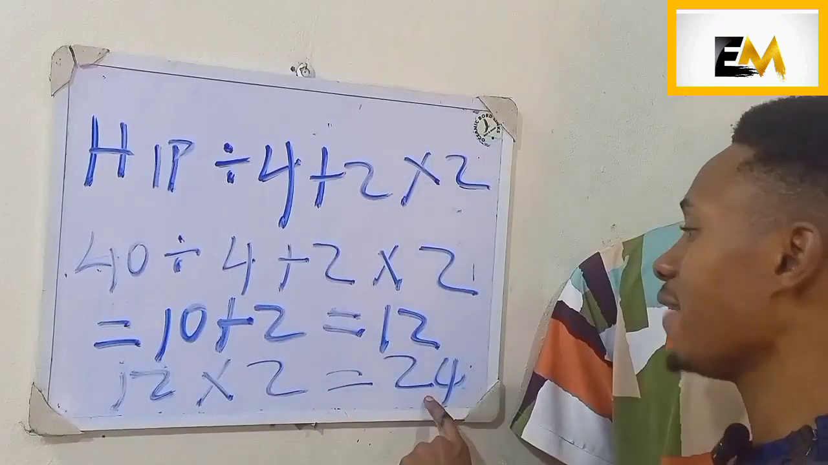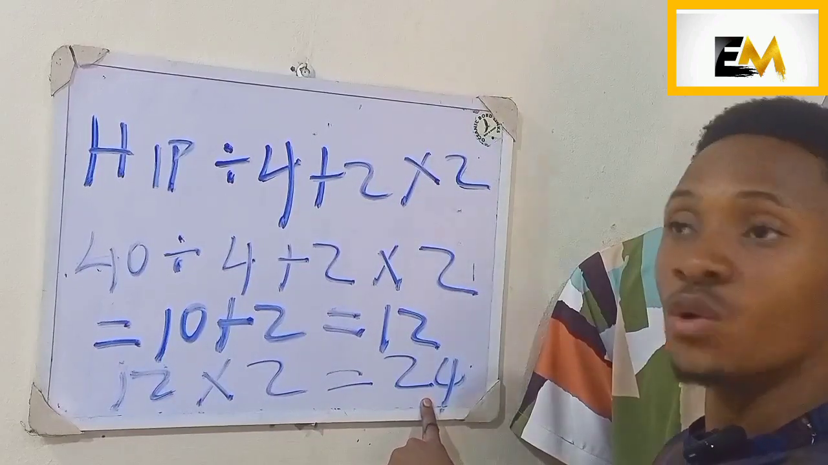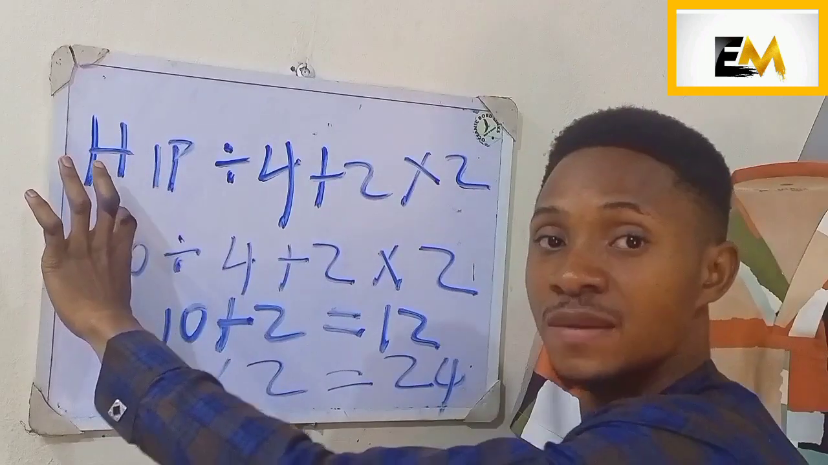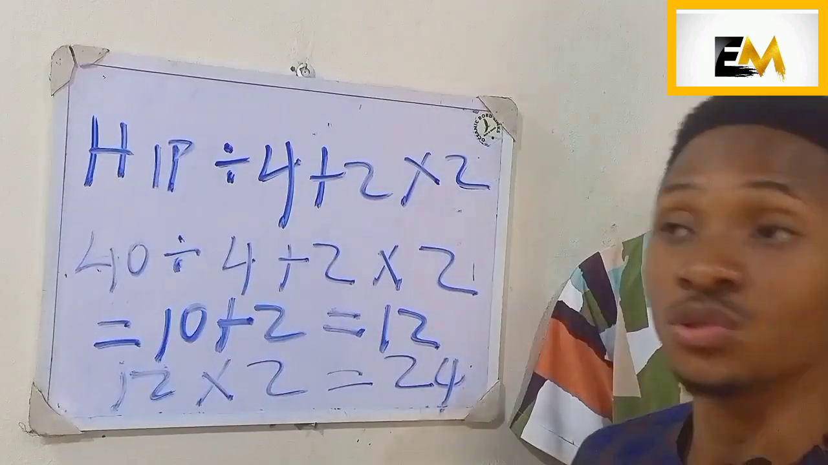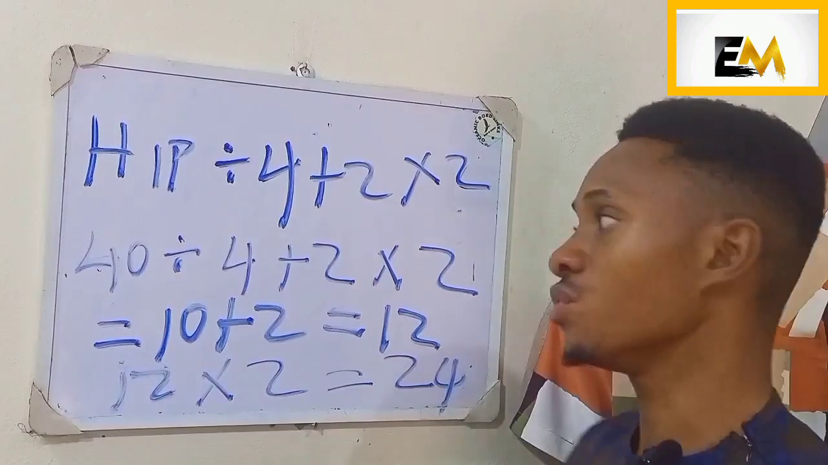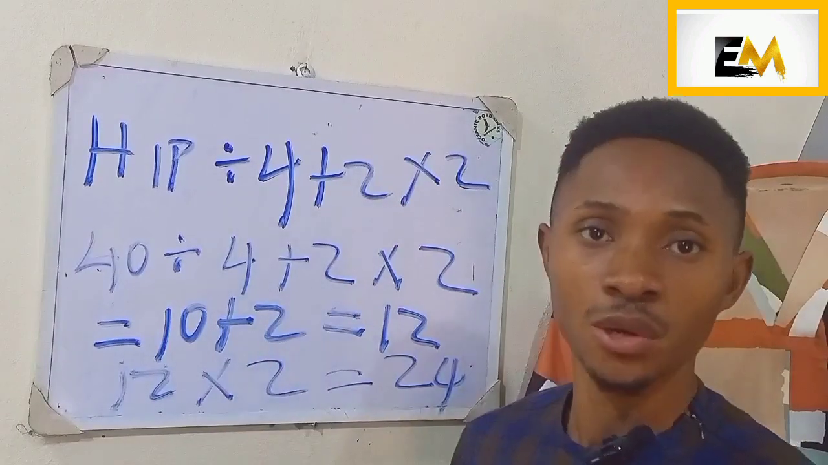As you can see, we arrived at 24 when the hip is 40. This formula can be very handy. You have to jot it down or replay the video. It's very handy because it will help you a lot.